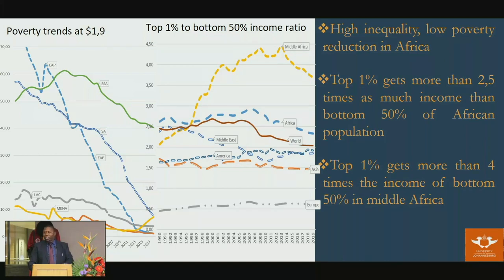And with this picture, we shouldn't be celebrating millionaires in Africa. When people are counting dollar millionaires in Africa, I don't see that as something that we should be clapping hands for, because it is flagging something very serious.